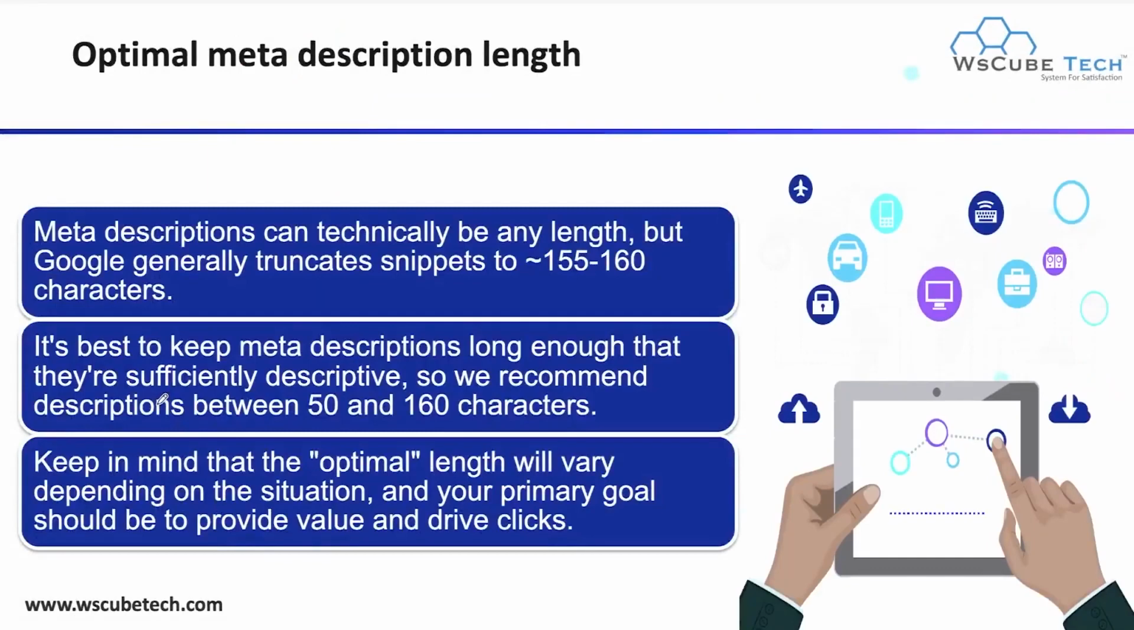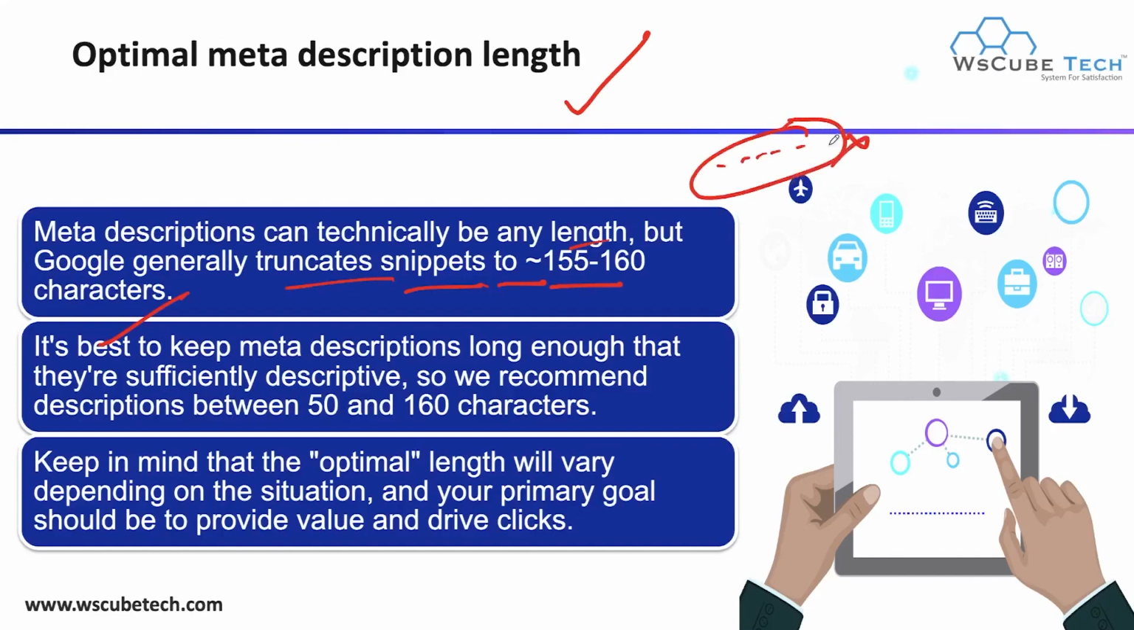Now, optimal meta description length. Now let's talk something about your meta description length. So a meta description can technically be any length, but Google generally truncates snippets to 155 to 160 characters only. So it's best to keep your meta descriptions long enough that they are sufficiently descriptive. So we recommend that your meta description length should be between 150 and 160 characters, because after your 160 characters, your meta description will look like in this form. So that is a wrong impact.